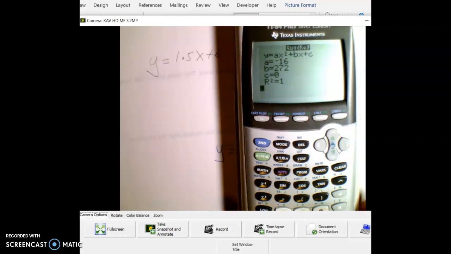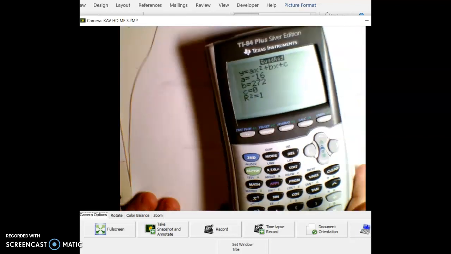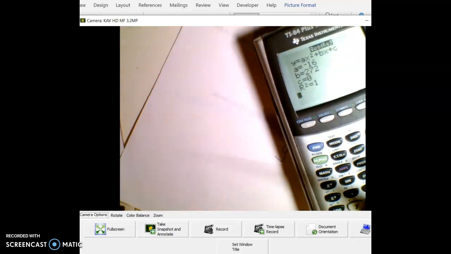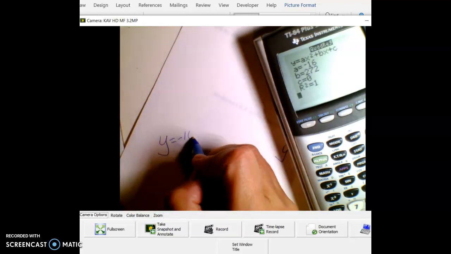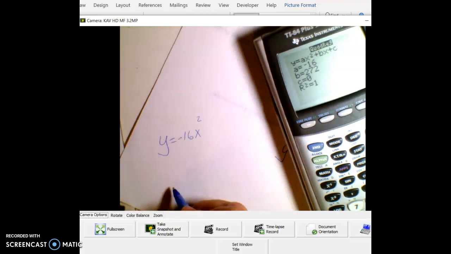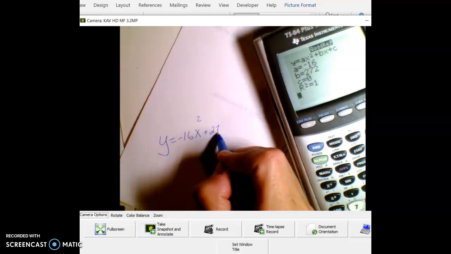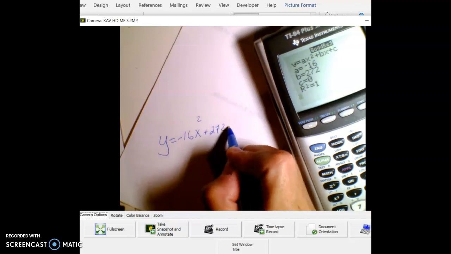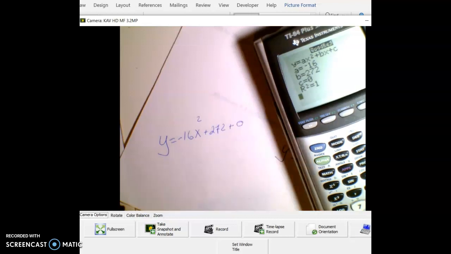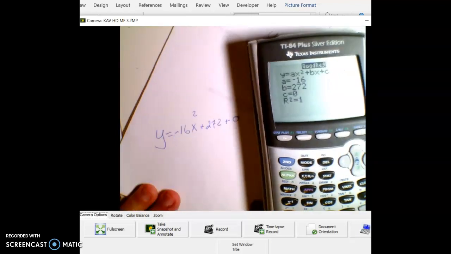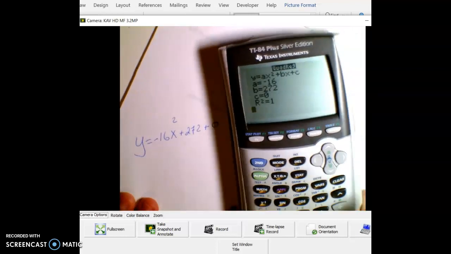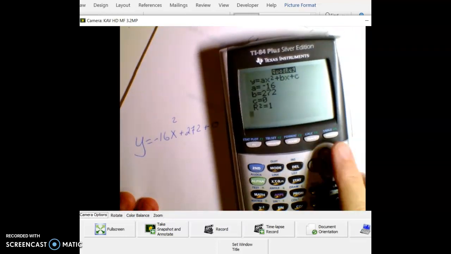Okay, so what is that equation going to look like when I write it down? Oh, it's right here. It is y is equal to, so what's A? A is negative 16x squared plus 272x plus C, which is 0. Do I need to write the 0? No, I don't. Now I want to do a couple things. So that's my equation. I know what it is. I want to take a look at my data. So I'm going to graph it.